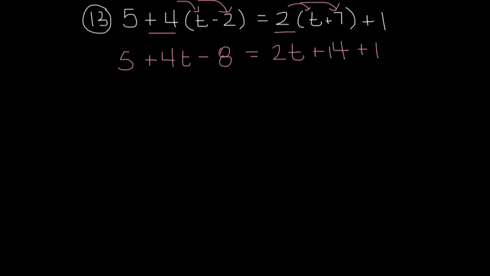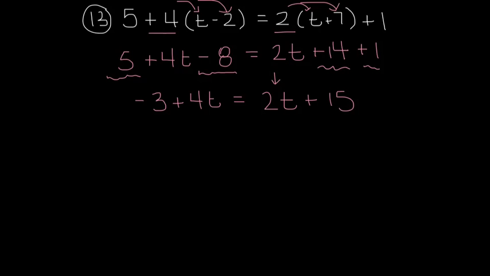Now I have some like terms, or some terms that can be combined a little bit further on each side. This 5 and this minus 8 can be combined. 5 minus 8 is negative 3, and I still have the 4t, so I'll bring that down. Equals, I have positive 14 and a positive 1, so that's going to be 15. I still want to bring down that 2t, so that will give me 2t plus 15.